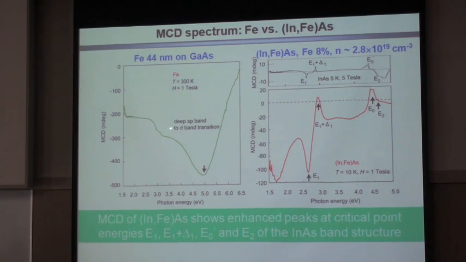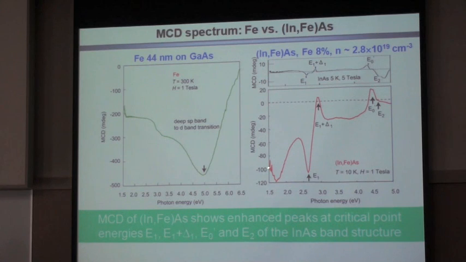And this is due to the deep sp band to d band transition in metallic iron. Another reference sample is indium arsenide, a non-magnetic substrate, which shows very sharp MCD peaks, E1, E1 plus delta 1, E0, and E2. These are the critical point energies due to the zinc blende type band structure.